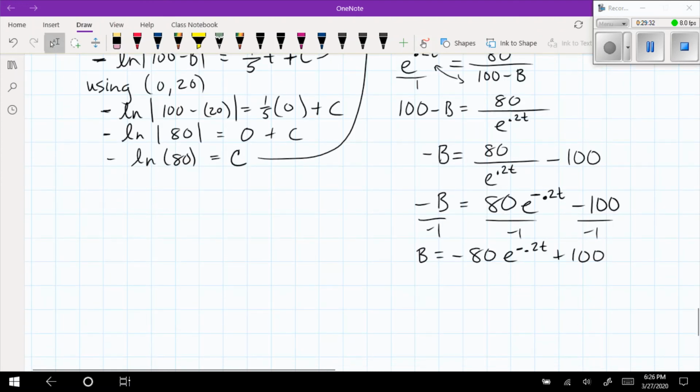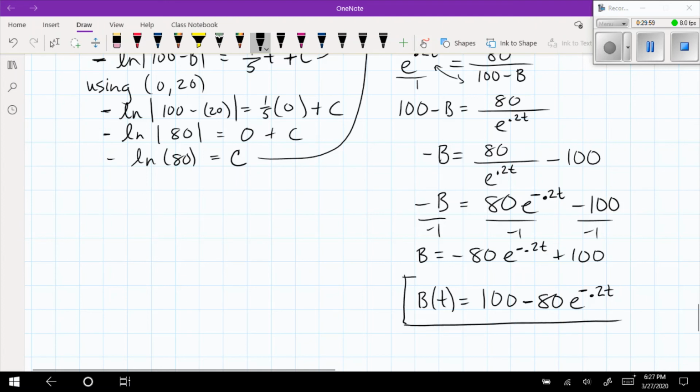which would be really sweet, wouldn't it, if I turn this around and I said b of t is now, write the 100 first, and then minus 80 e to the negative 0.2t. And that would be the end of my problem. Notice how I switched from b to b of t. The function is b, but it's also a function of t, so those notations are interchangeable in this problem. And we are done with this problem.